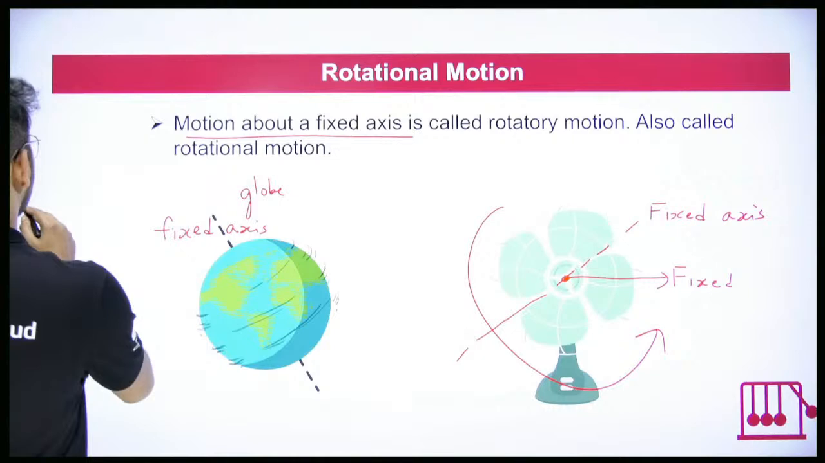Okay, next. Let's go into a simple question. Is rotational motion a kind of translational motion? What do you think? Yes or no? Think about it. The answer is no. Why?